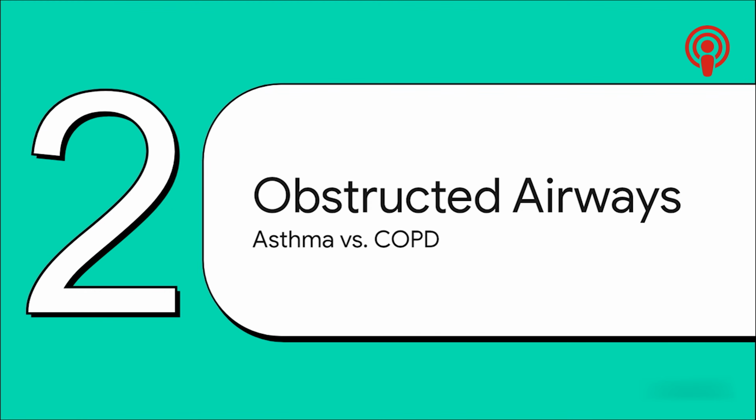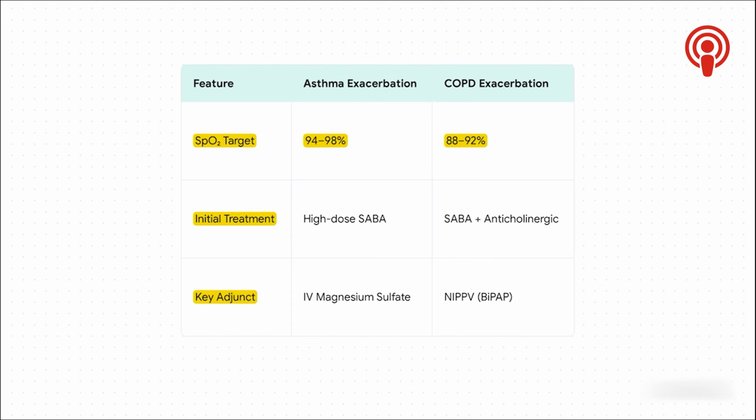We're talking about obstructive diseases. You hear a wheeze and you might think it's straightforward, right? But the way you manage a severe asthma attack versus a COPD flare-up, they have some critical differences you absolutely cannot get wrong. And this table, wow, it just lays it all out.